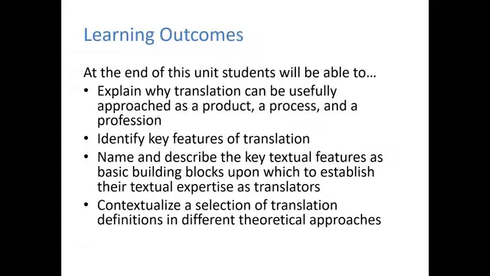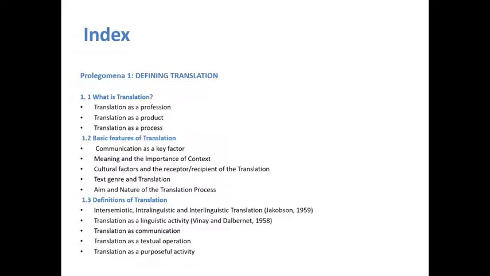Finally, they'll be able to contextualize a selection of translation definitions by different authors and different scholars in the various general approaches or theoretical approaches to translation. So they can label, tag, and classify these selected translation definitions. In a short index, we will discuss what translation is from those 3 Ps: profession, product, and process. Then we'll move on to single out, from a classification, different basic features of translation.